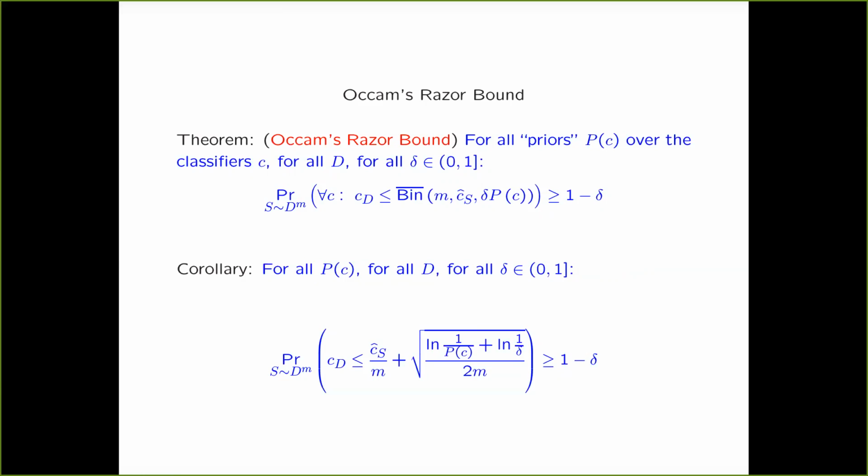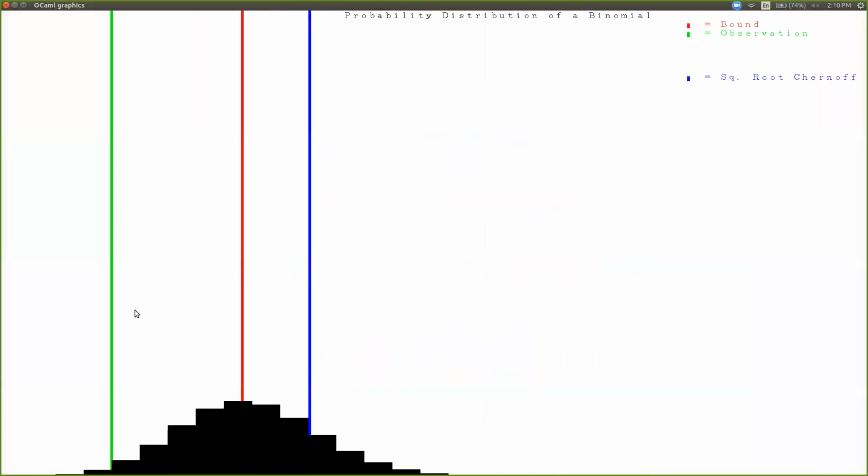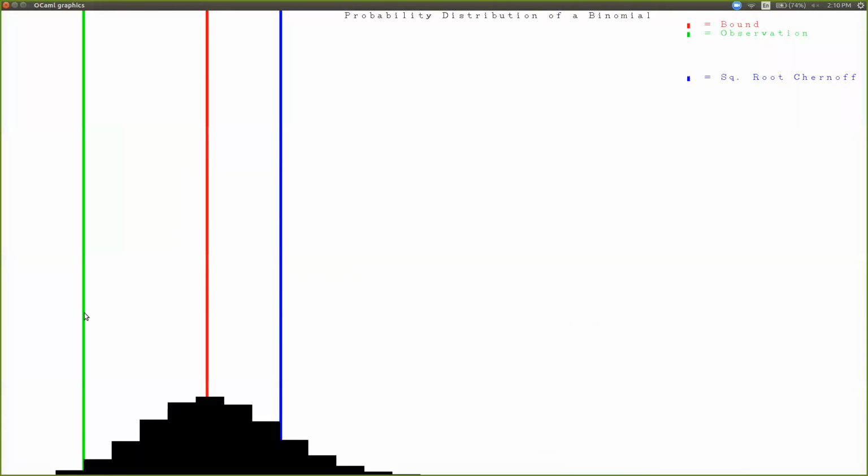So when delta is lower, we'll get a better probability of getting the error rate small, right? That's what we want. When we increase delta, right? Yeah. So let's go back to here. So here delta is 0.05. If I made delta larger, then the green line would become closer to the red line.